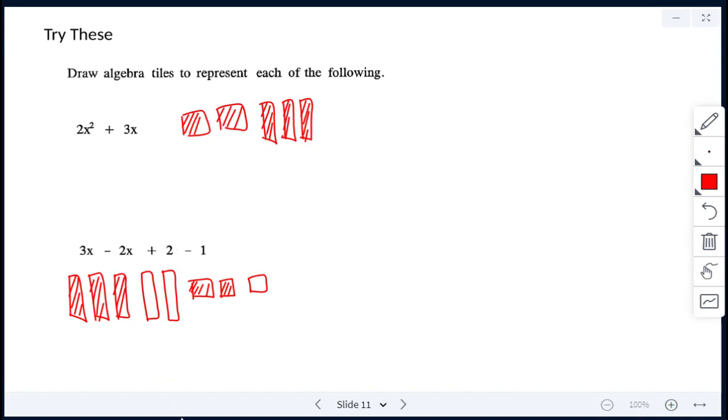This could then be further simplified. Positive and negatives of the same tiles are going to be crossed out. All right, so we're left with x plus 1.